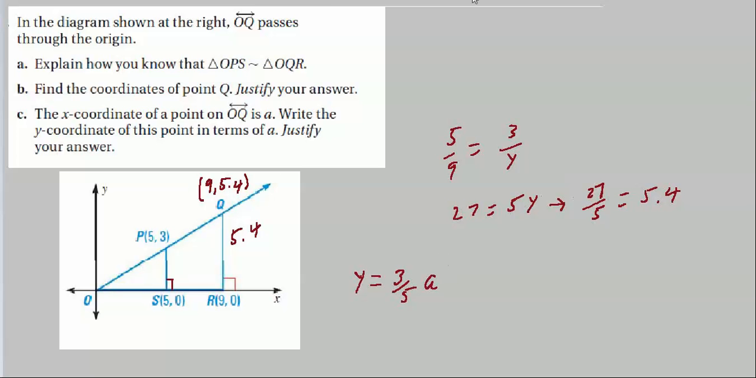I think it's obvious here that the equation for the line is y equals 3/5 x, but they asked for the expression in terms of a, so we have to put an a in here instead of an x. But keep in mind that a and x are actually the same thing because they told us so right here.